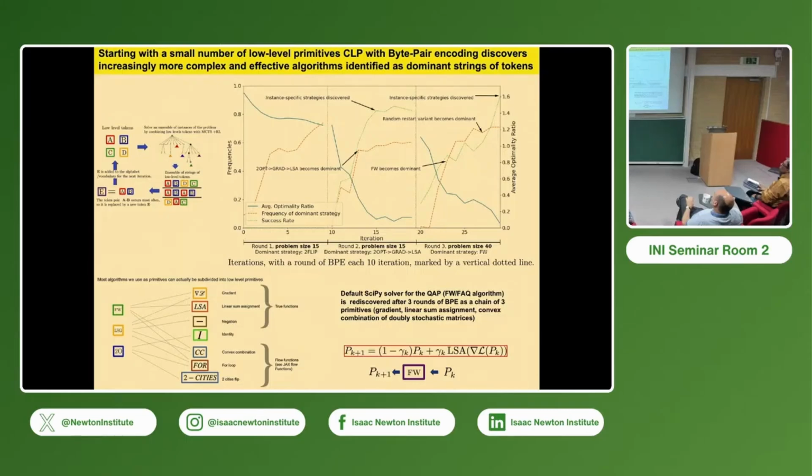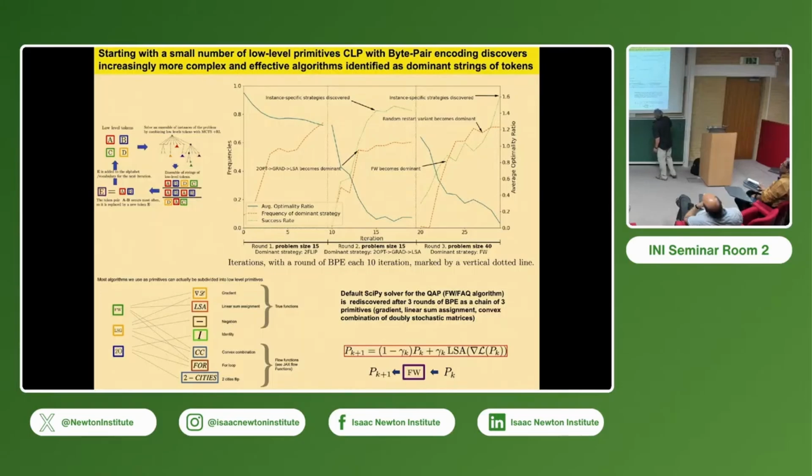So on the x-axis, what you have here is the number of iterations, and you have a round of byte pair encoding where you create a new letter for your alphabet every 10 iterations. This is marked by a vertical line. The vertical axis shows the frequency of each token and the average optimality ratio. So this, you want it to be small.